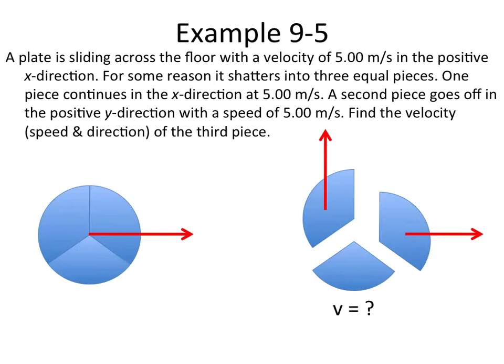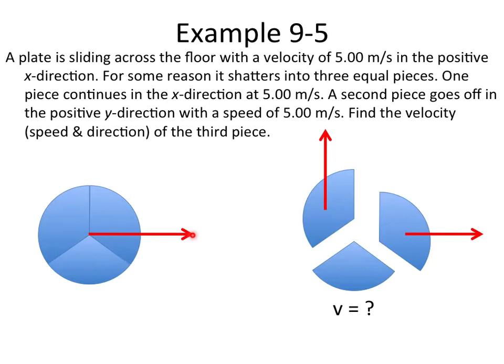We have an object. We'll say a plate, sliding across the floor right there, and all the parts of that plate are all in one piece, and they all collectively have a velocity of 5 meters per second in that positive x direction right there.